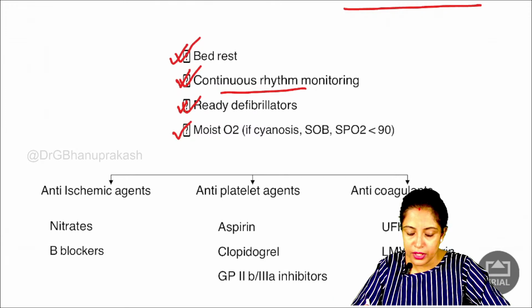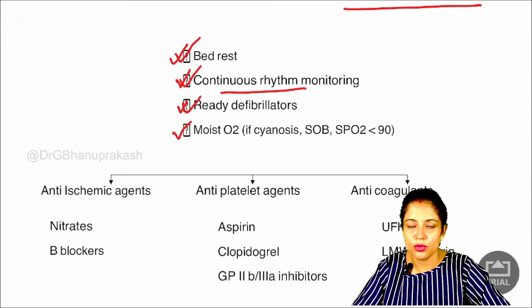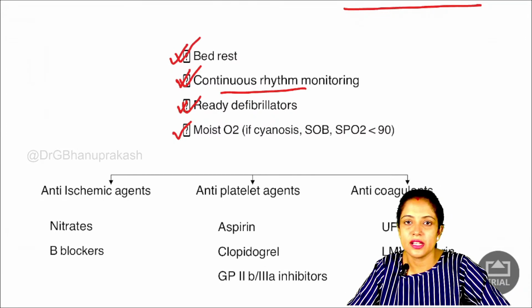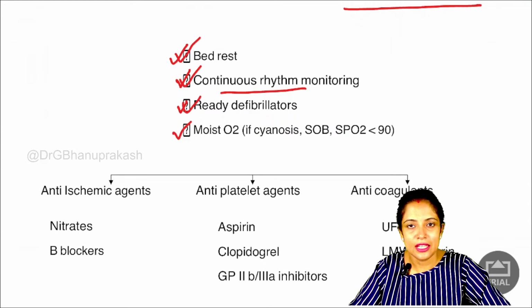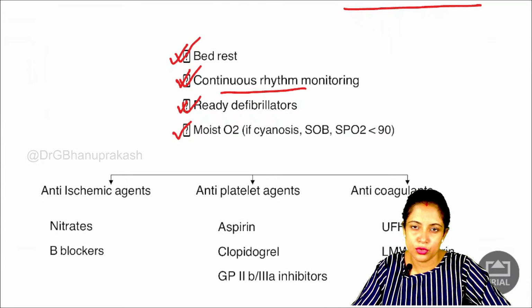Moist oxygen. Oxygen is advisable for patients even if the saturation is normal. We give oxygen to the patient to reduce the cardiac workload. We can give oxygen at a rate of 2 to 4 liters per minute for at least 6 to 12 hours.